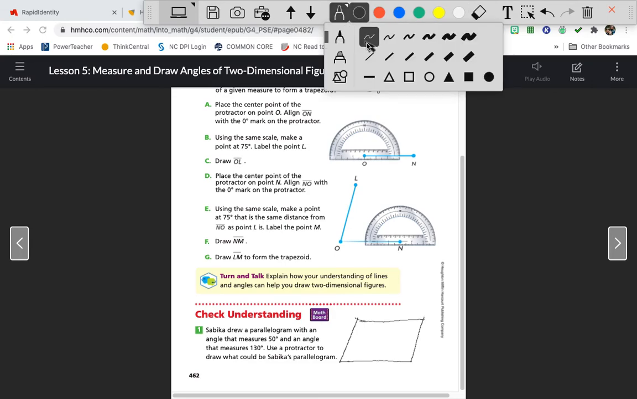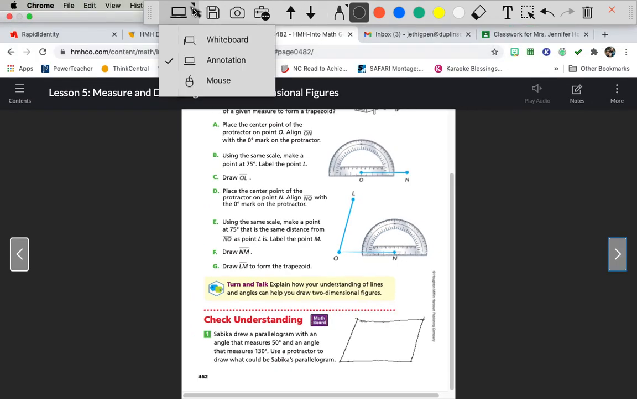So if you have any questions, again, you're not going to see a lot of questions on the EOGs or the math test where you have to actually use the protractor in this way. So this is just a good way to practice using this tool. So if you have any questions, don't hesitate to ask your teachers.